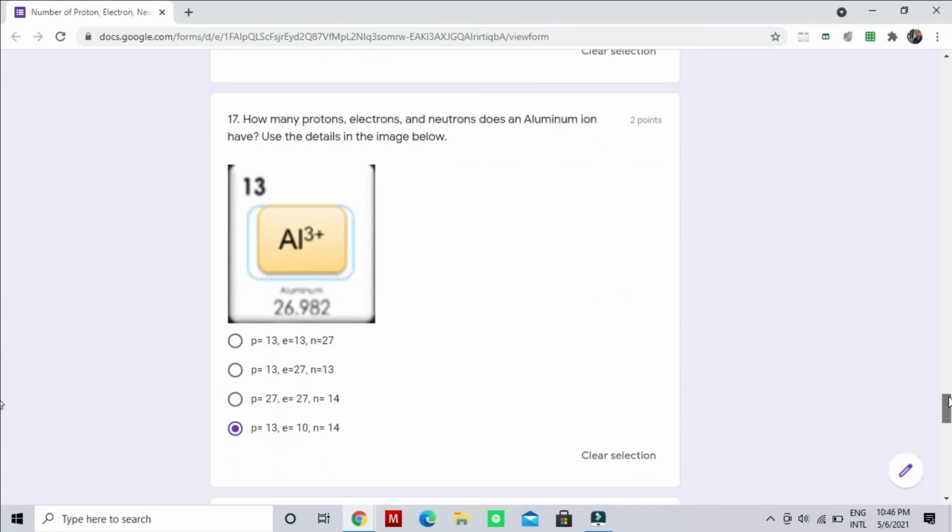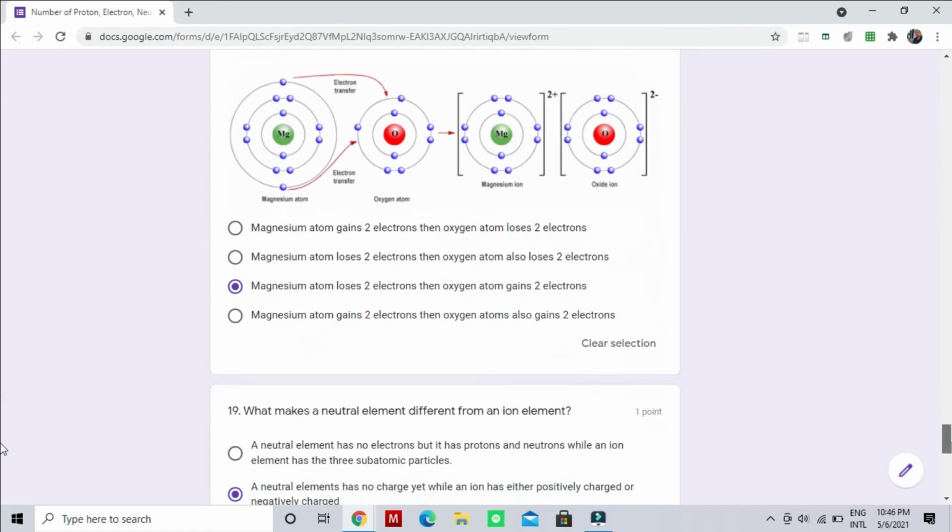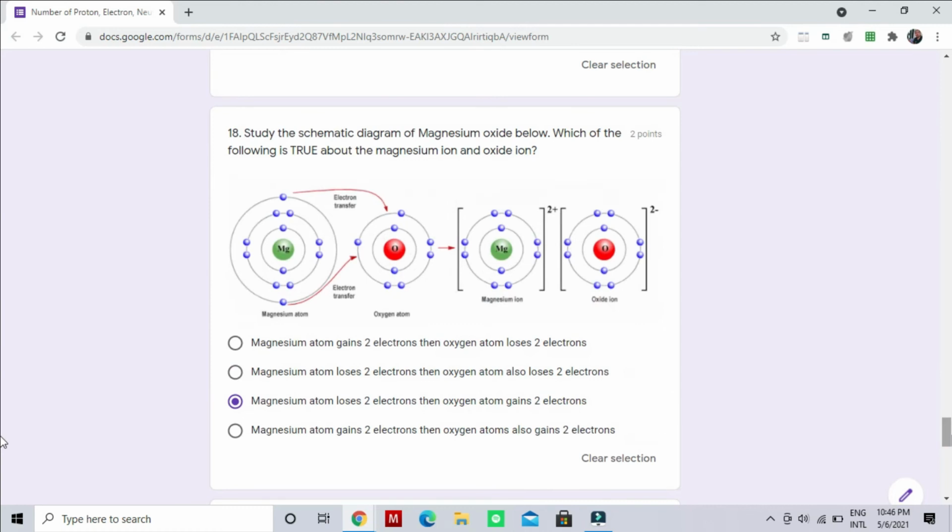Question number 17. How many protons, electrons, and neutrons does an aluminum ion have? Use the details in the image below. The correct answer is the number of protons is 13, electron is 10, neutron is 14. Question number 18. Study the schematic diagram of magnesium oxide below. Which of the following is true about the magnesium ion and oxide ion? The correct answer is magnesium atom loses 2 electrons, then oxygen atom gains 2 electrons.